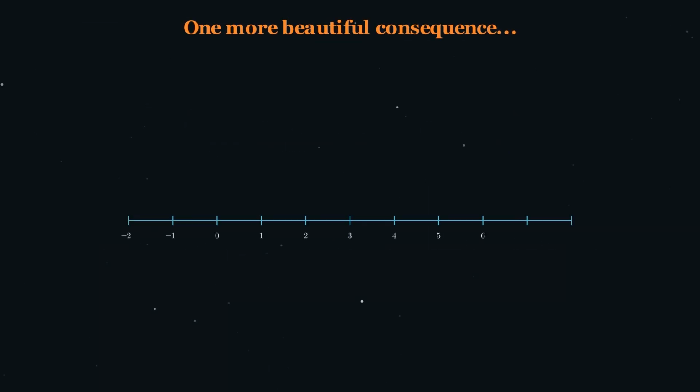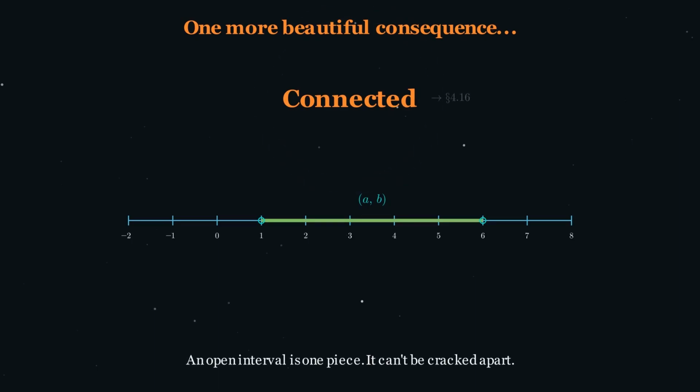One more beautiful consequence. An open interval cannot be expressed as the union of two non-empty, disjoint open sets. Apostol calls this property connectedness, and we'll define it properly in Chapter 4, Section 4.16. But the intuition is gorgeous right now. An open interval is one piece. You can't crack it into two separate open chunks.